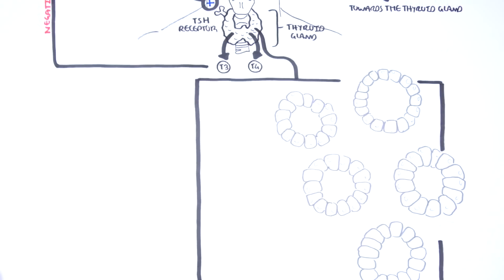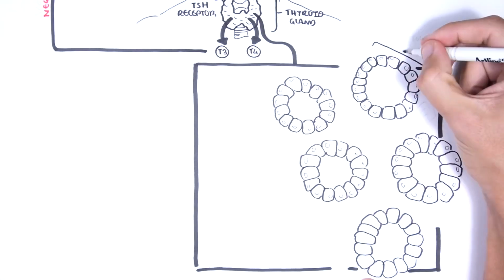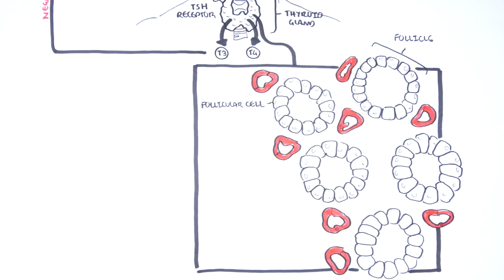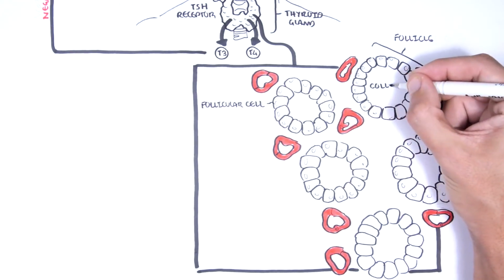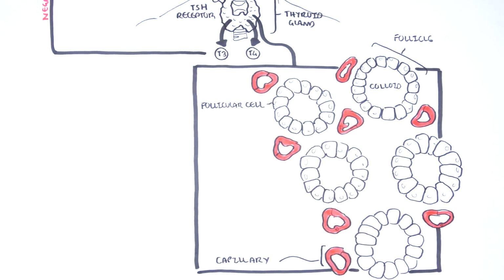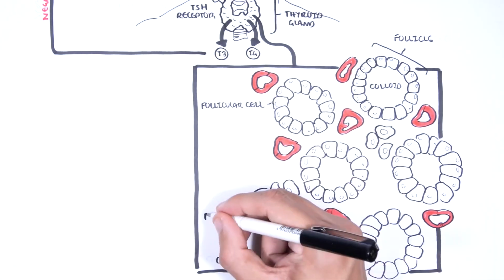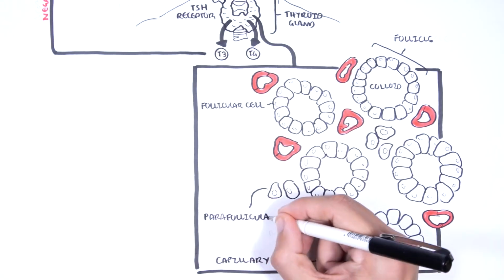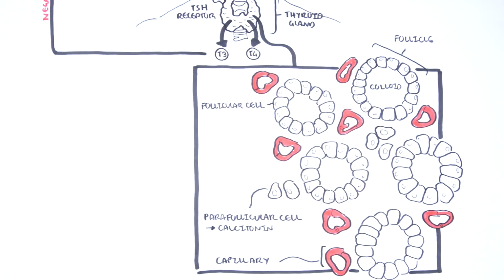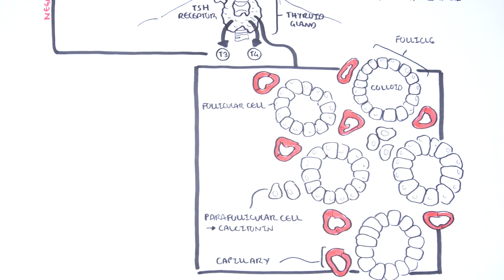The functional units of the thyroid glands are the follicles, made up of follicular cells. The center of the follicle is the colloid. The thyroid gland has a rich blood supply, and here are the capillaries, which will bring TSH, thyroid-stimulating hormone, to these cells. Next to the follicles are the parafollicular cells, also known as C cells, which produce calcitonin, another hormone which we'll not talk about, but has an important role in calcium homeostasis.